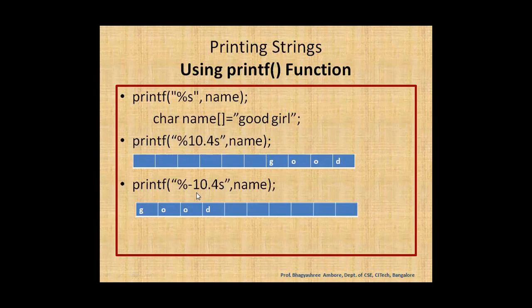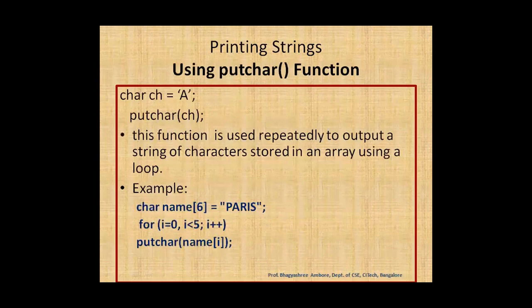To get it at the left side, we have to use minus. Minus is known as a flag in C. To pull it to the left side, we have to use minus. Rest is all the same: in a width of 10, pick 4 characters from this name and print it. Just this minus will pull everything to the left side. So I hope printf is clear.